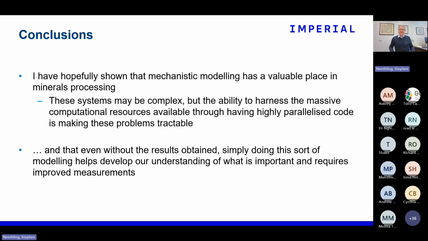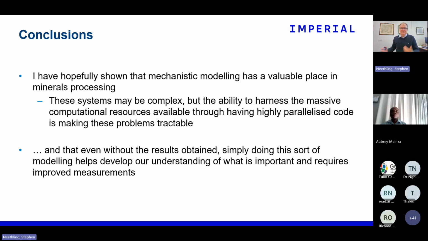Okay, so that's pretty much the end of my talk. So hopefully I have shown you that mechanistic modeling can have a valuable place in minerals processing, and that we can start to simulate these sorts of systems, especially given the computational resources that are available out there. So if you can develop a code that is able to exploit these resources, parallel, so that it can run on hundreds, thousands of cores, you can tackle really large, really complicated problems.